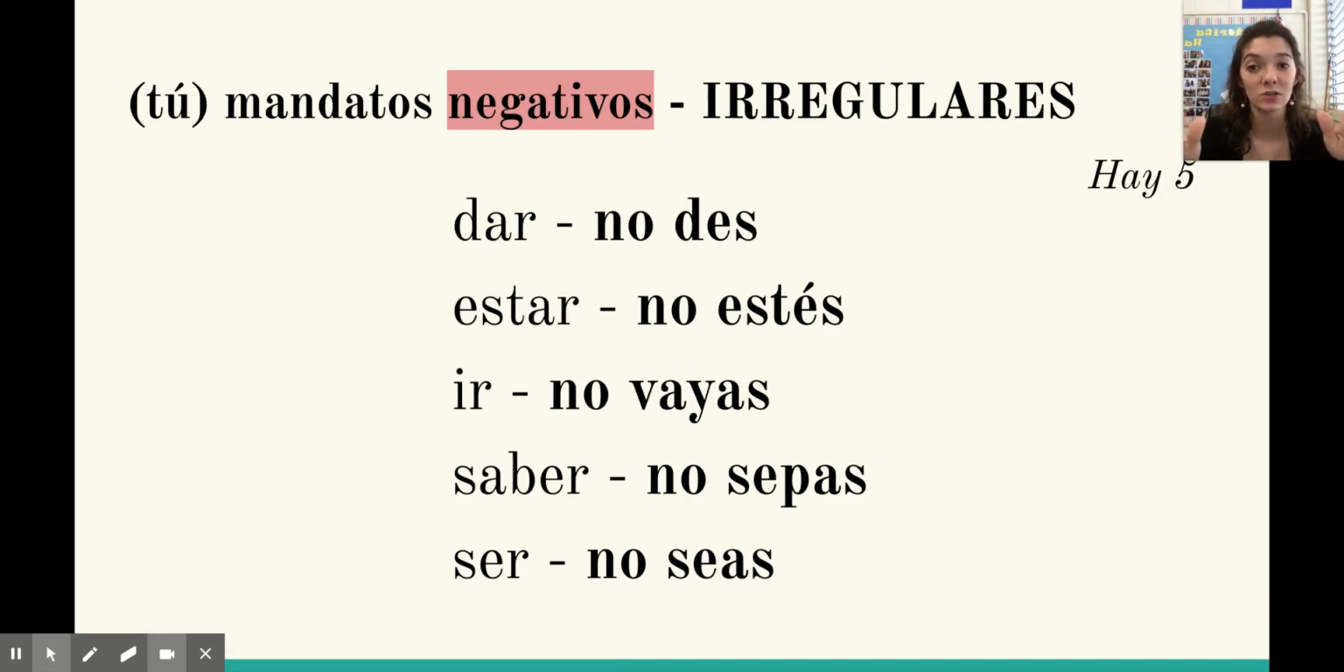But that's it. Those are the cinco irregulares that are negativos. Negatives, right? 8 afirmativos that are irregular. 5 negativos that are irregular. So be careful with those, guys. Again, if I'm going too fast, pause me.